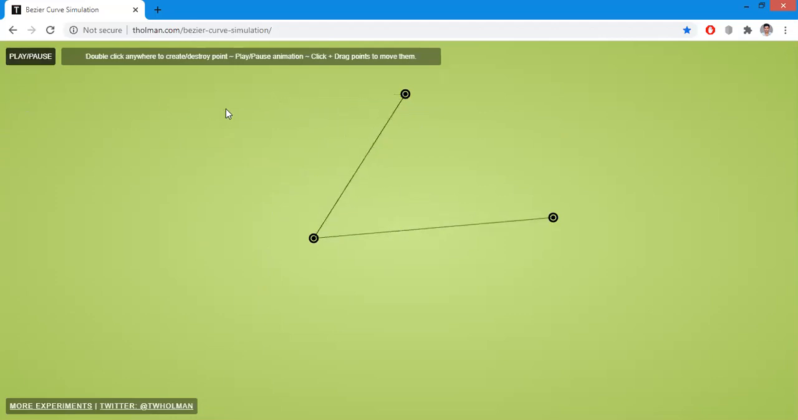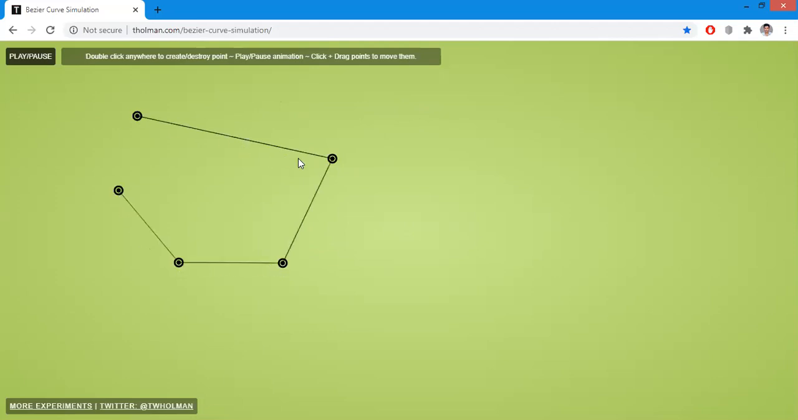Now I'll remove all the control points. Now I am going to draw for 5. First control point, second control point, third control point, fourth control point, fifth control point. 1, 2, 3, 4, 5. I'm going to play this. You can see very clearly how the curve is going to draw using the control points. This is Bezier curve using simulation. Actually, it's a simulation of how it works.